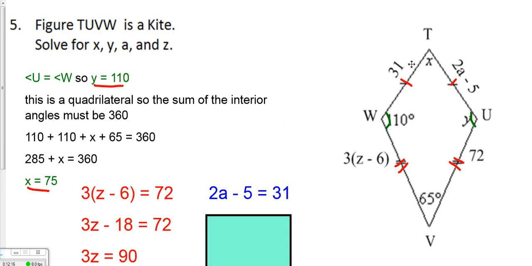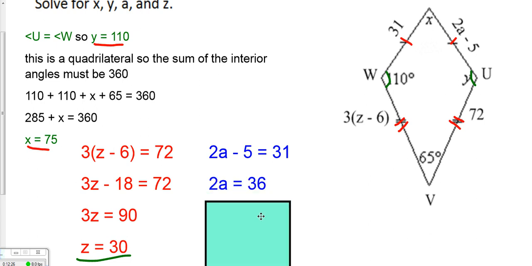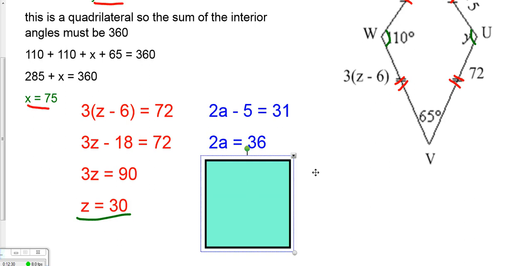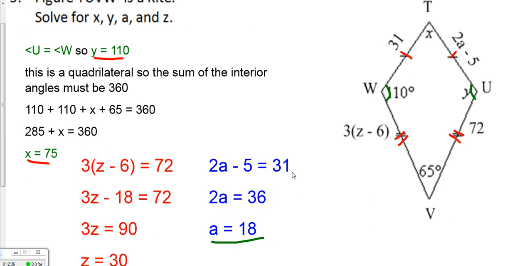From up here, we can see that 31 is the same as 2a minus 5. So 2a minus 5 equals 31 would be our equation that we have to write out. Add 5 to both sides to get rid of that. 2a equals 36. Divide by 2 on both sides, so a equals 18. So we've solved for X right here. We've solved for Y right here. A right here. Z right here. Each piece.